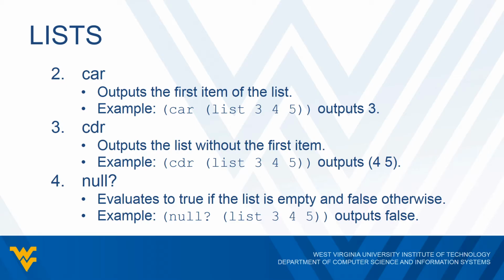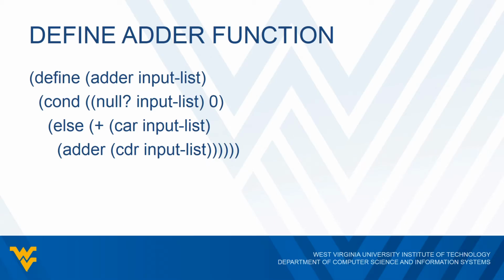Let's use the functions we just described to create our own function, which we're going to call the adder function. We're going to take a list and compute the sum of all of the items in this list. Let's walk through what this is doing. Remember, define means we're defining a function, adder is the name of the function, and input list is going to be our argument, which is going to be some non-empty list. Now this cond function right here stands for condition. So this is basically an if-else statement.